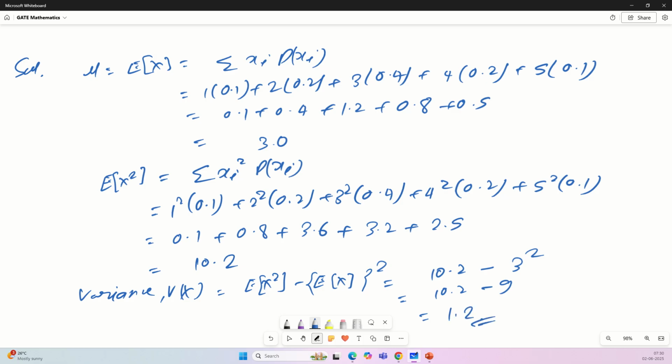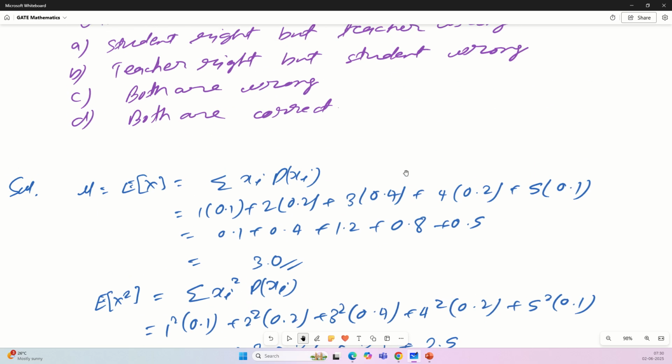So you can see the expectation is 3 and variance is 1.2, and both teacher as well as student are wrong. Okay. So you can say both are wrong.